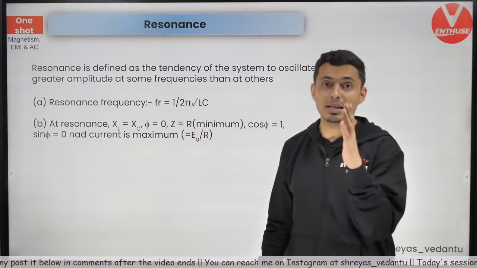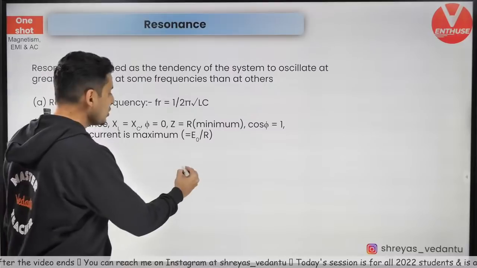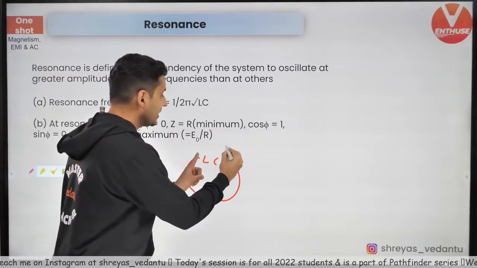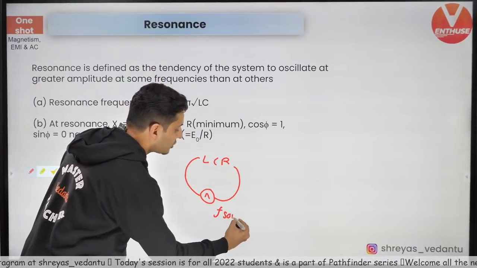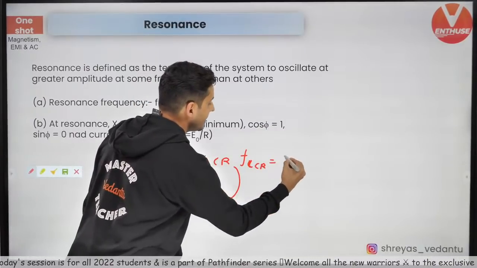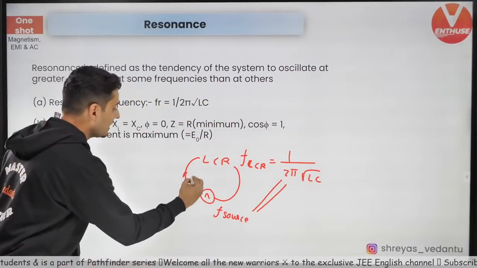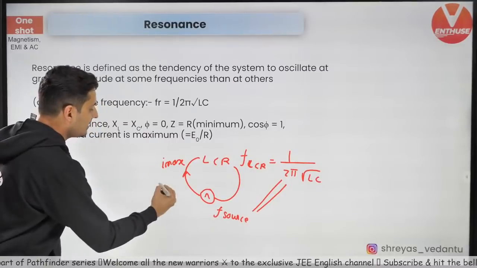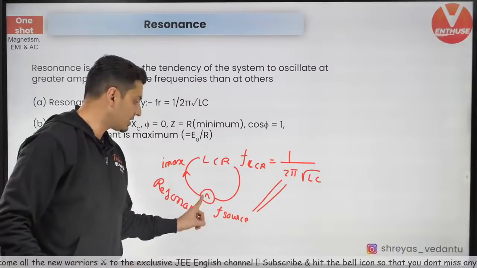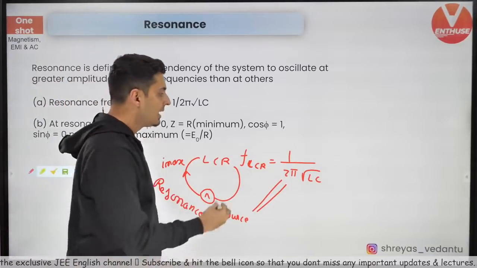Also, this frequency is called the resonant frequency, because whenever you have an LCR circuit connected to a source, and the frequency of the source matches the frequency of the LCR, which I just gave you as 1 by 2 pi root LC, then the current in the circuit is maximum, and this phenomenon is called resonance.